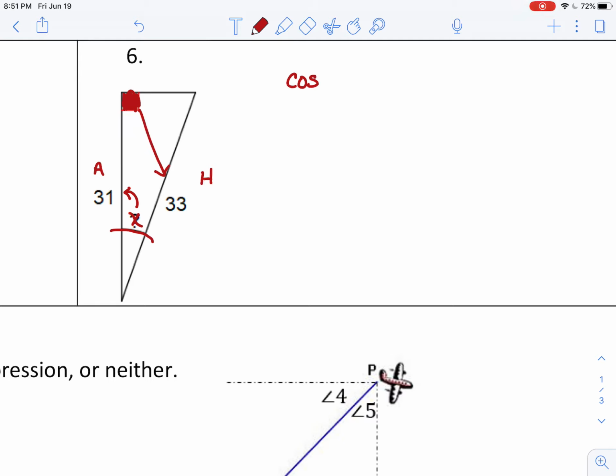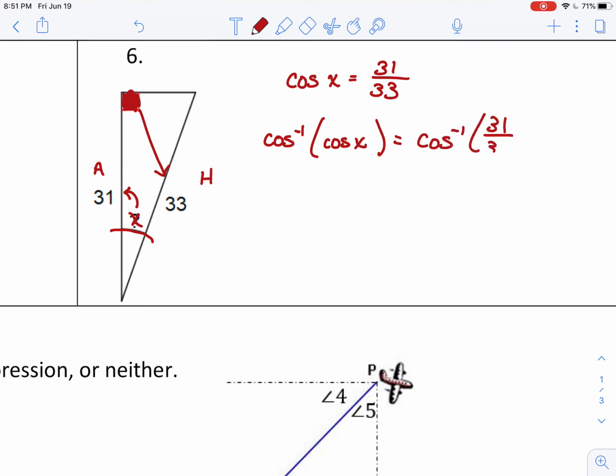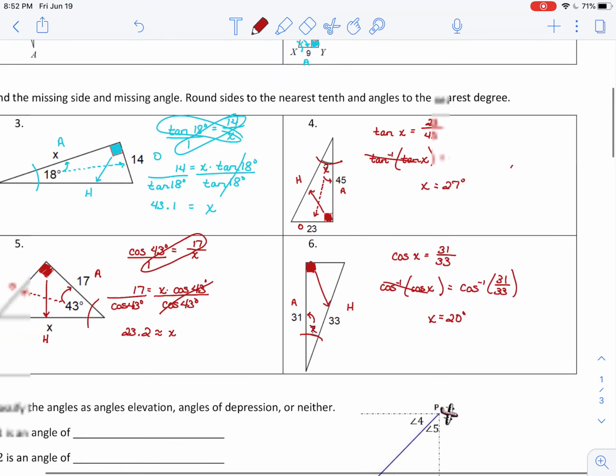I always start the same. Cosine of my angle equals this fraction. My angle is x, so it equals the fraction of 31 over 33. I'm going to solve. I'm going to undo cosine by taking cosine inverse. And if I do it to the left, I have to do it to the right. So x will be found by taking cosine inverse of that fraction. And my calculator says 20.04, so it's just about 20 degrees.